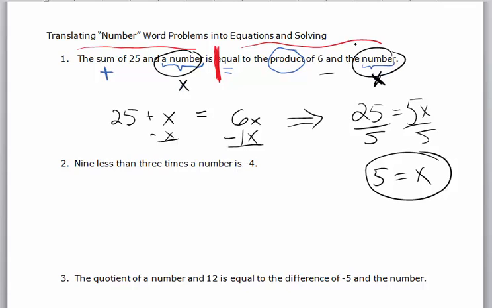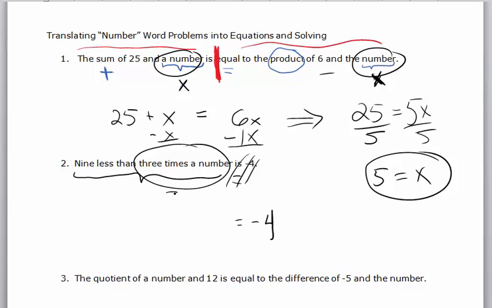Alright, let's look at the second one. 9 less than 3 times a number is, okay, so there's equals, equals negative 4. So in this case, the right-hand side is really easy. It's just that much. So we've taken care of that. Now I have to find an expression for 9 less than 3 times a number. Well, 3 times a number is 3x.